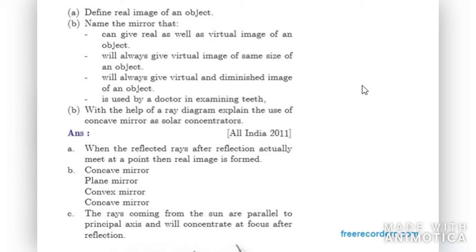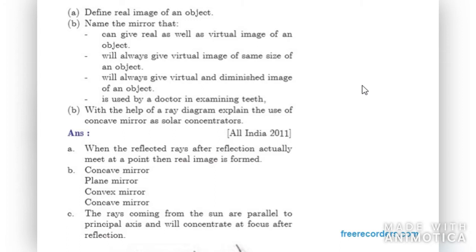So it could be only the concave mirror. The second one will always give a virtual image of the same size as the object. So it is a plane mirror. The third part will always give a virtual and diminished image of an object, that is a convex mirror. Then the fourth part says it is used by a doctor in examining teeth, that is a concave mirror again.